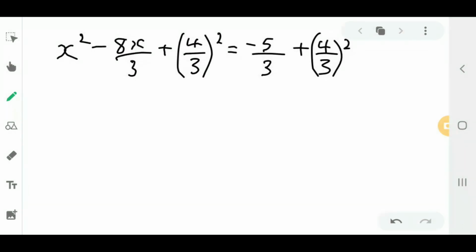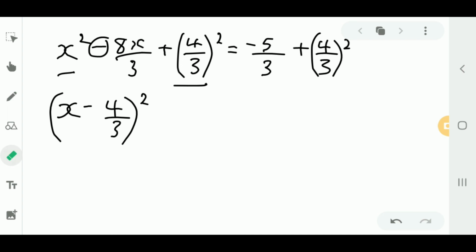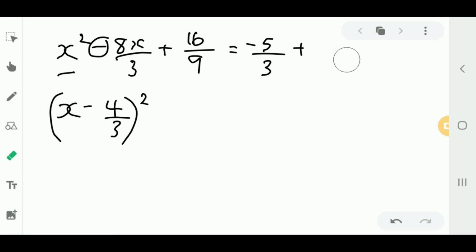So now remember, we focus on the squared terms. So we have x, we focus on the sign in front of the b term, which is minus 4 over 3, and we have that all squared. So now we can say that this is 16 over 9, and this is 16 over 9. And that is equal to minus 5 over 3 plus 16 over 9. You're going to get 1 over 9.